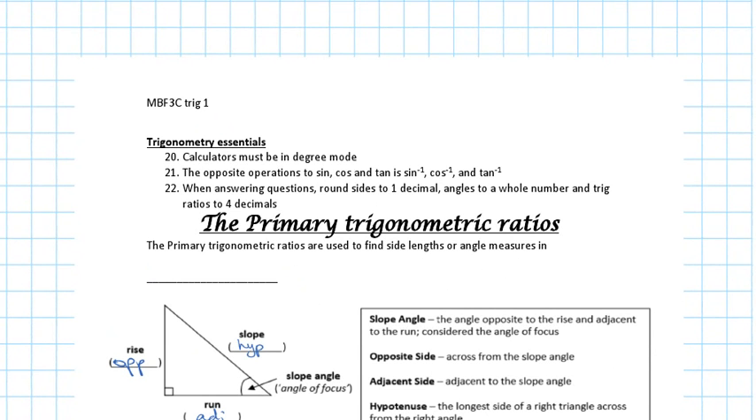Here are your rounding rules. Unless the question specifies otherwise, you're going to round all sides to 1 decimal, unless it tells you to round to something else. You're going to round sides to 1 decimal, and you're going to round angles to whole numbers. You should not have angles with decimals in them. Angles should be whole numbers.